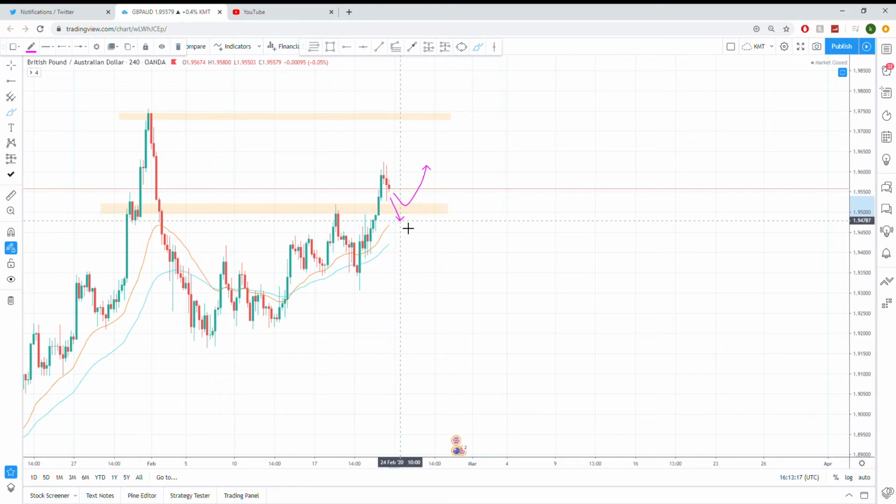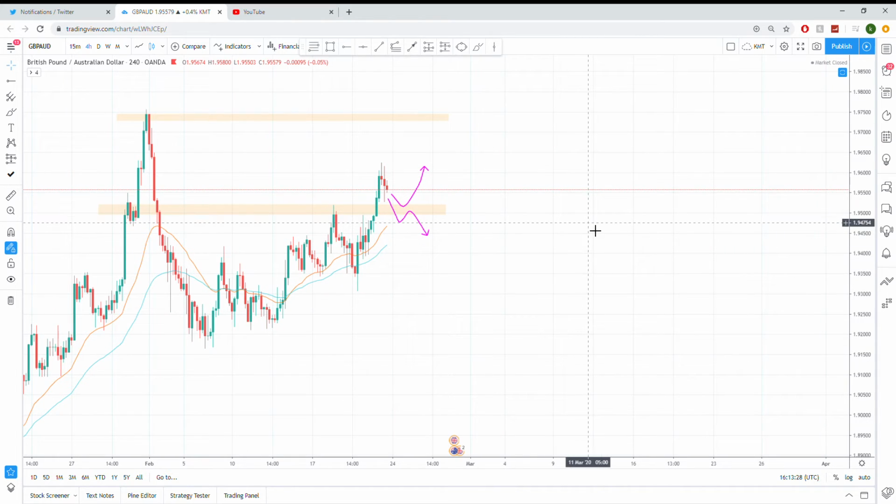However, if we do fail to close and find a level of support, we'll look for that close to the downside and see if we can reject that area, and we could start to see some downwards momentum.